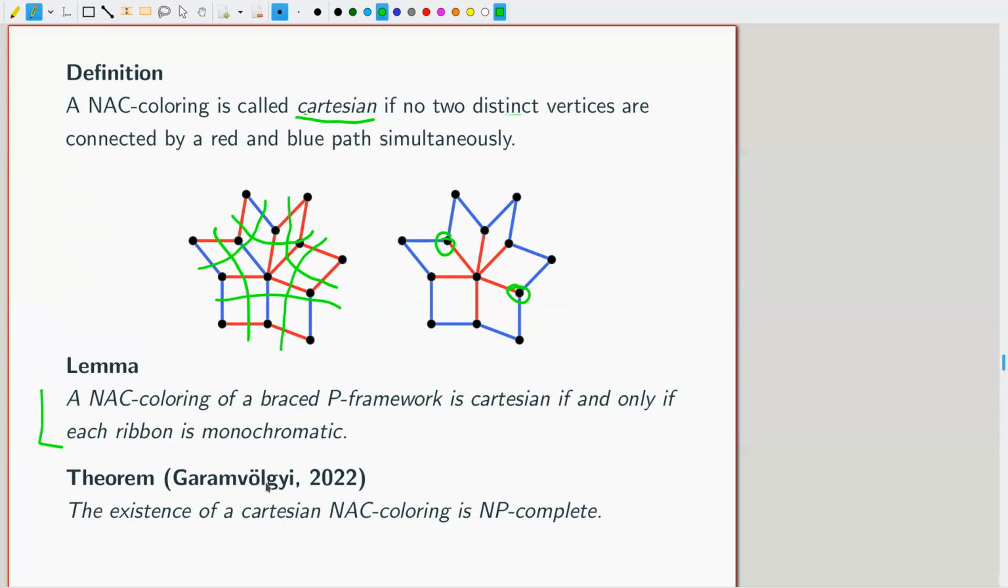Again, in the same paper as before, the existence of a NAC-coloring is NP-complete for a general graph, but not for ribbon cutting graphs, because we will see that for ribbon cutting graphs, we can equivalently construct the bracing graph. And from that, you can see that it's easy to check whether a Cartesian NAC-coloring exists or not.